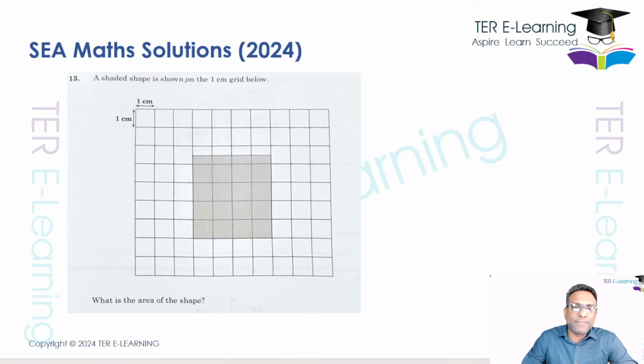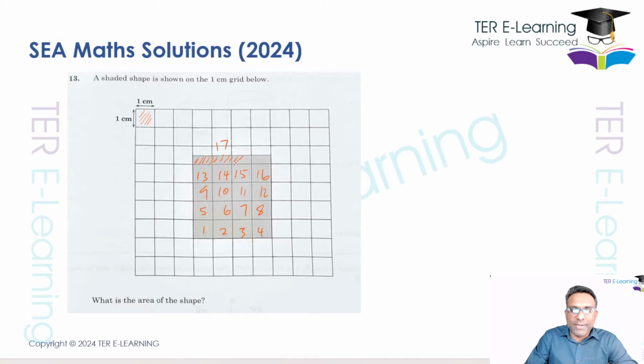Question 13. The shaded shape is shown on a 1 cm grid. So that means the area of each of these small squares here is 1 cm squared. What is the area of the shape? So this question here, all we need to do, we need to count how many whole squares we have. 1, 2, 3, 4, 5, 6, 7, 8, 9, 10, 11, 12, 13, 14, 15, 16. But then what you realize is that we have some squares that are half squares. So these two will make up 1. So that'll give me 17.